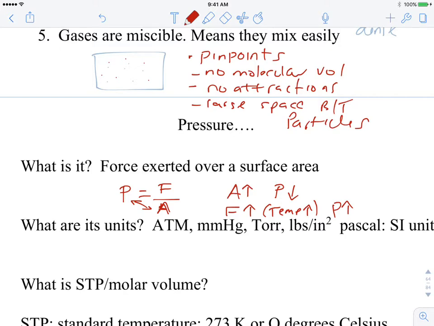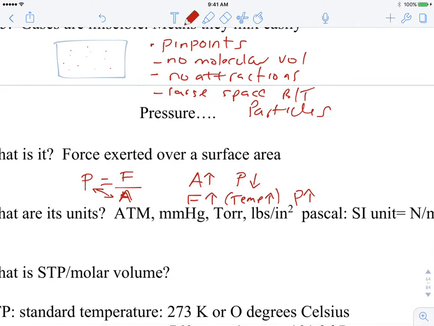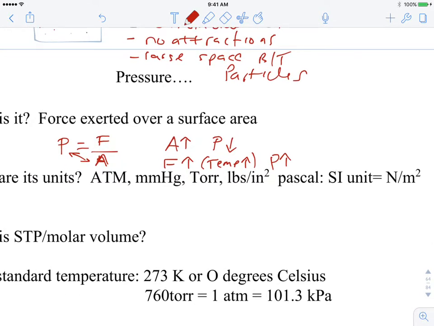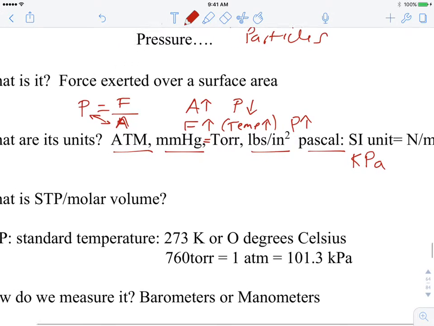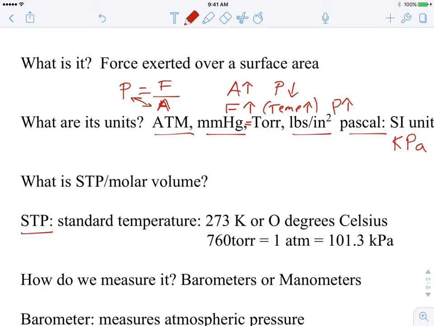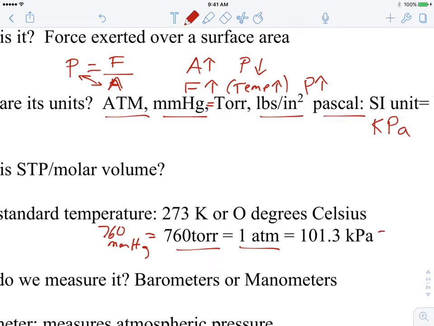So these units of pressure, how do I measure it? It should look familiar to you. We did these all last year. So we have atmospheres, we have millimeters of mercury, or torr, they're the same thing. We have pounds per square inch, and we have a pascal, which we'll always use as kilopascals because it's a larger unit. And so we can convert between these different units if we look down here. STP, which you're pretty familiar with: if I have 1 atmosphere, I have 760 torr, which is also 760 millimeters of mercury, and it's 101.3 kPa, and in pounds per square inch, it's 14.7 psi.